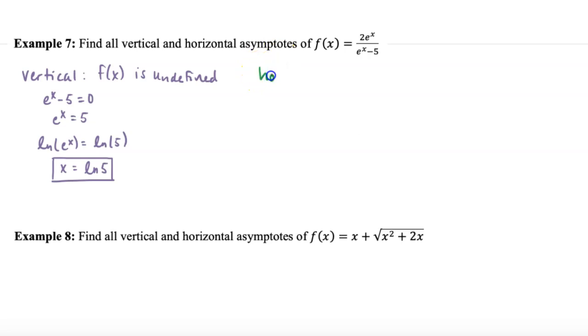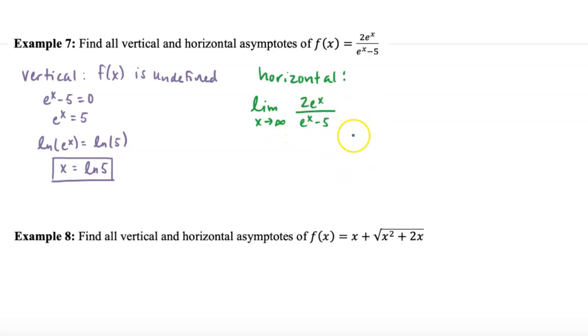And now for horizontal. For horizontal asymptotes, I need to find the limit as x approaches positive and negative infinity. So let me start with the limit as x approaches positive infinity of 2e to the x divided by e to the x minus 5. So as x approaches positive infinity, well, I can see that if I essentially plug in infinity, I can see that this numerator is going to get really, really big. This denominator is going to get really, really big. So this doesn't tell me much.